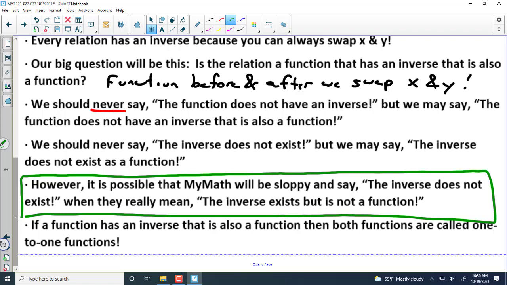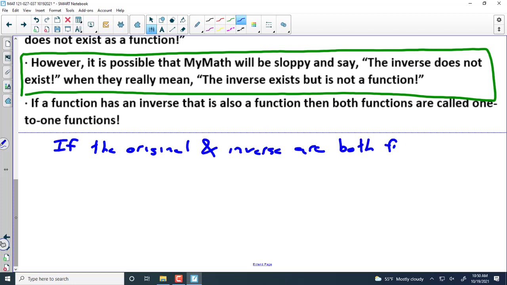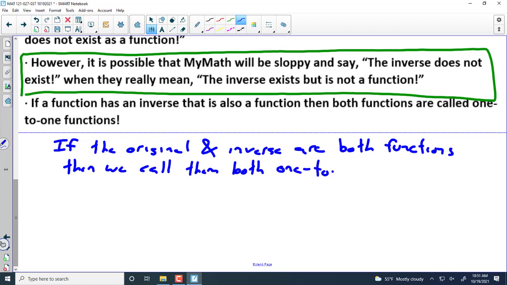And so what happens is, if both the original and the inverse are both functions, then we call them one-to-one functions. If the original and inverse are both functions, then we call them both one-to-one functions.